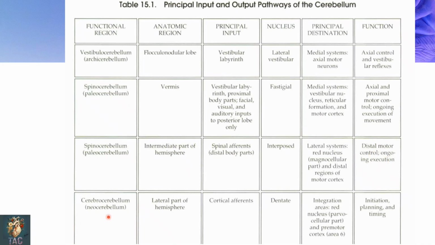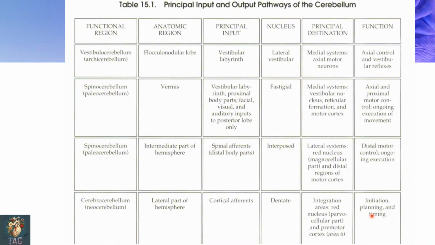Next is the cerebrocerebellum, which is also called the neocerebellum. It is related to the lateral part of the hemisphere. The cortical afferents are mainly inputs going to the dentate nucleus, and the principal destination is integration. The areas related are the red nucleus, the parvocellular part, and the premotor cortex in area 6. So it is initiation, planning and timing.